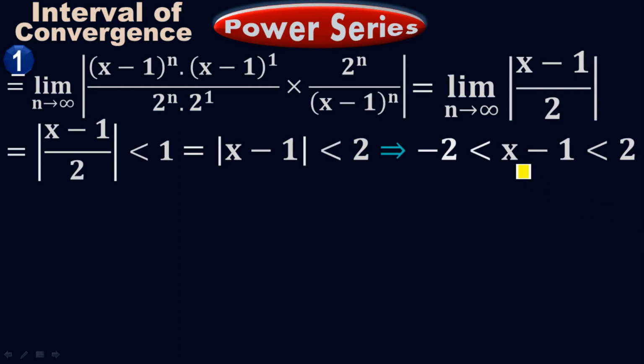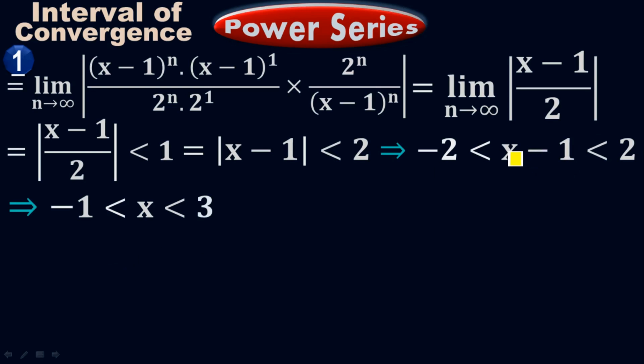To find the value of x, I'm going to add 1 to all the 3 sides, to this one, and this one, and this one, to get rid of this negative 1 here. Which implies that x is greater than negative 1 and less than positive 3. Look, when you add 1 to x minus 1, you will have x minus 1 plus 1. Negative 1 cancels with the plus 1. You will be left only with the x in the middle.